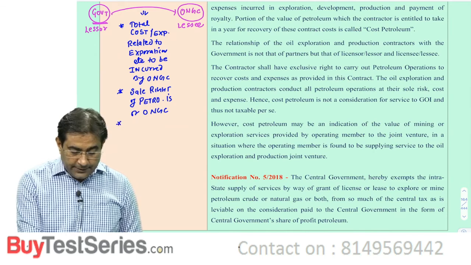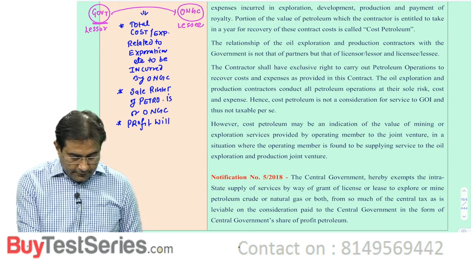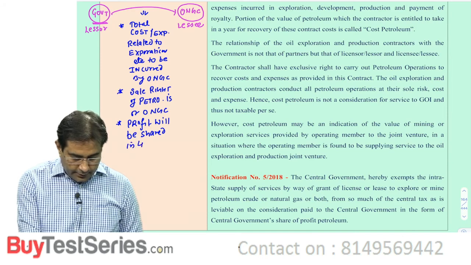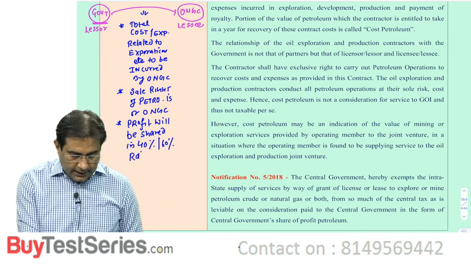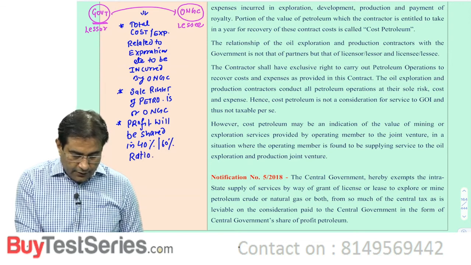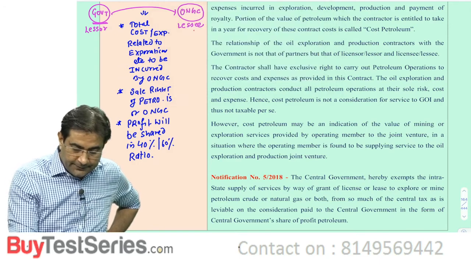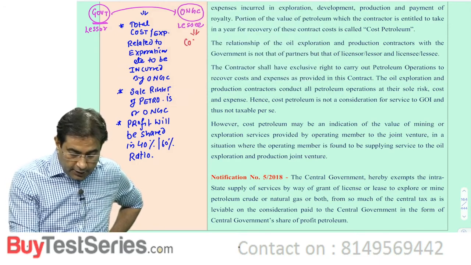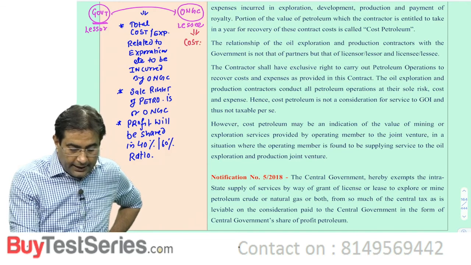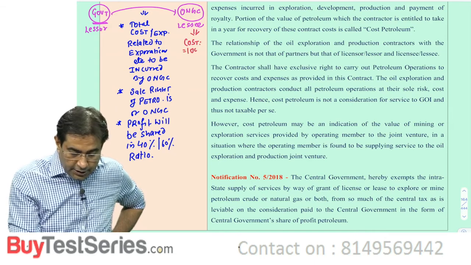Sale right is with ONGC, and profit will be shared in a 40-60 ratio: 40% to the government and 60% to ONGC, in the ratio of 60-40. Suppose ONGC starts the work, and the cost of drilling, exploration and development, each and everything, is 10,000 crore rupees.